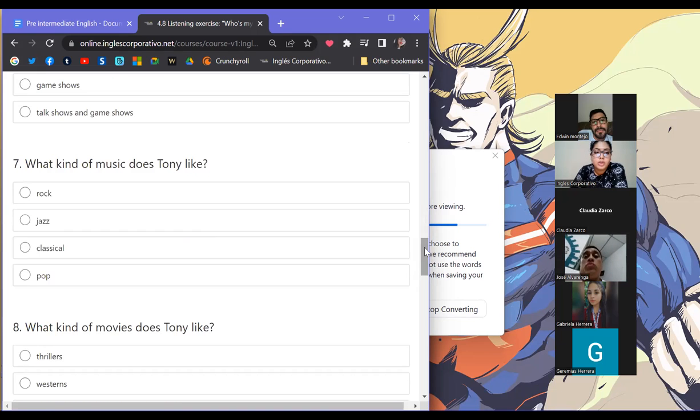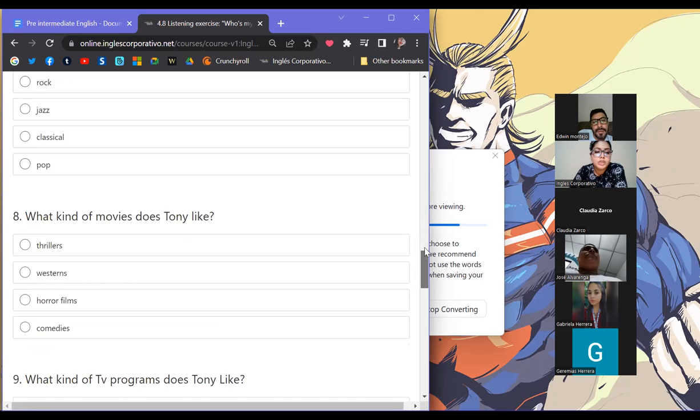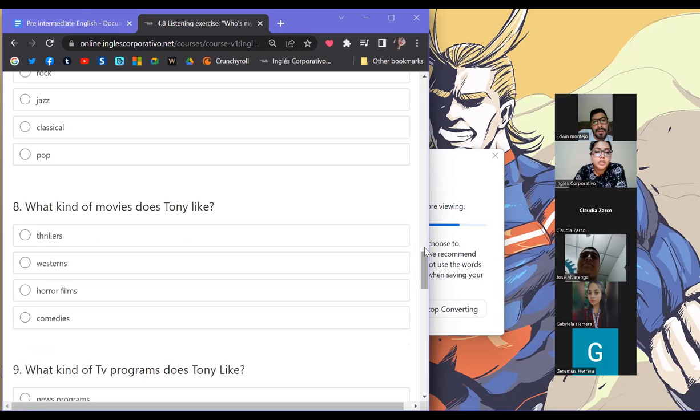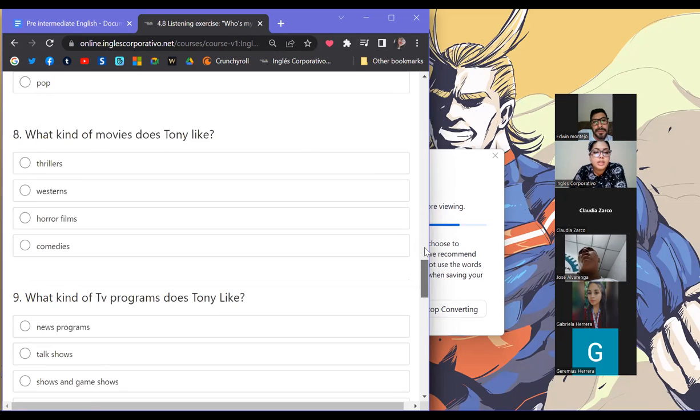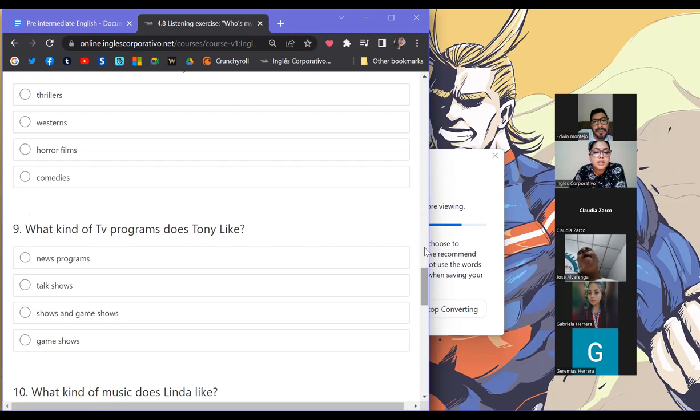What kind of music does Tony like? Rock, jazz, classical, or pop? Rock. Rock, good. What kind of movies does Tony like? Thrillers, westerns, horror films, or comedies? Horror films. Good, horror films. Number nine, what kind of TV programs does Tony like? News programs, talk shows, talk shows and game shows, or game shows?